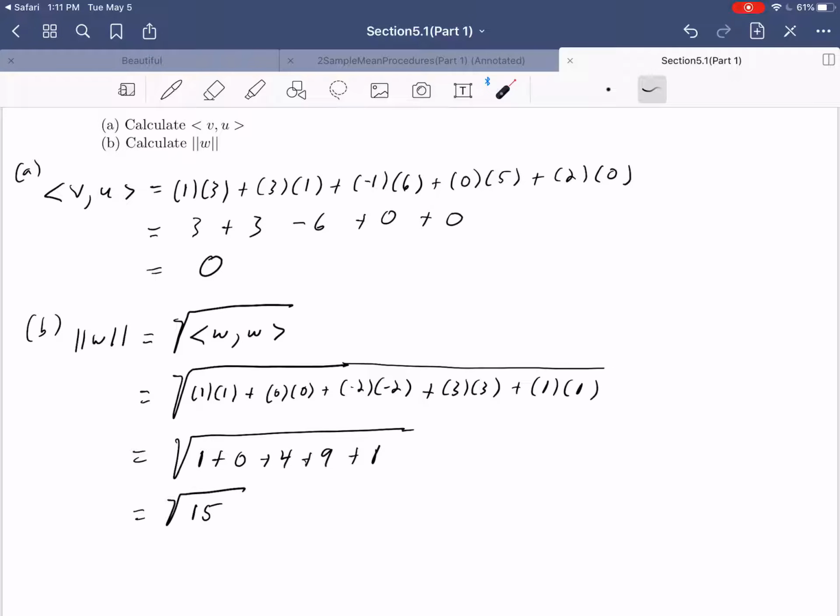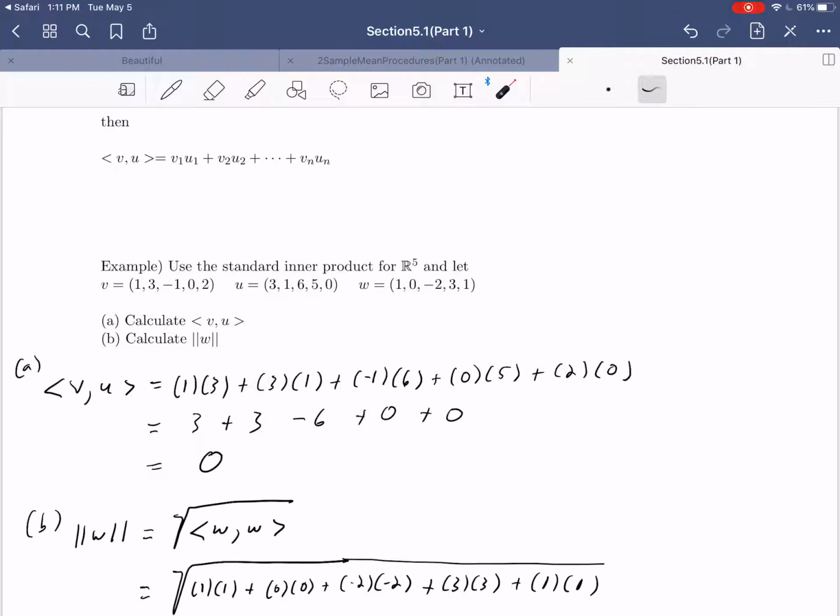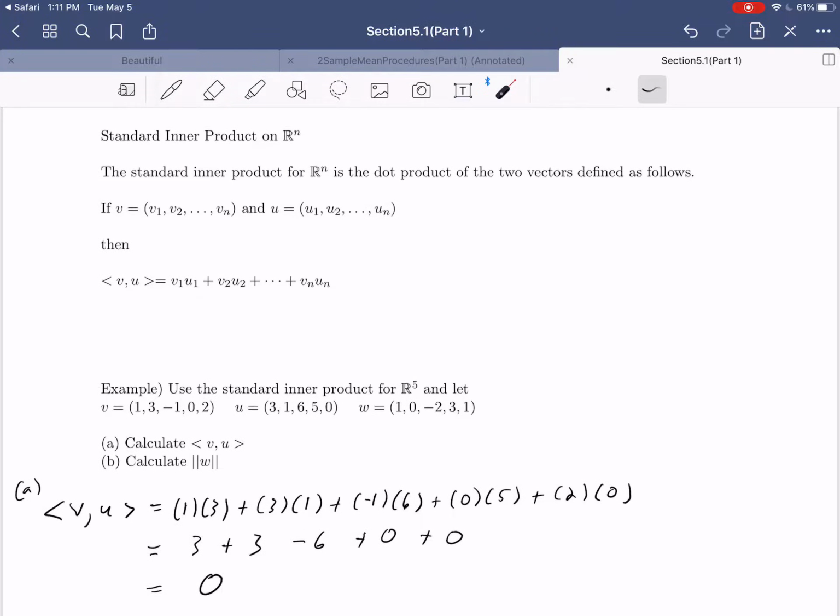Now, this is just to give you a little bit of practice, reminding yourself about the dot product and some notational stuff here. But one thing I do want to mention is that while this is the standard inner product for Rn, it is not the only one. You can define other inner products that have different operations, that do follow those four properties, that still work for this vector space Rn.